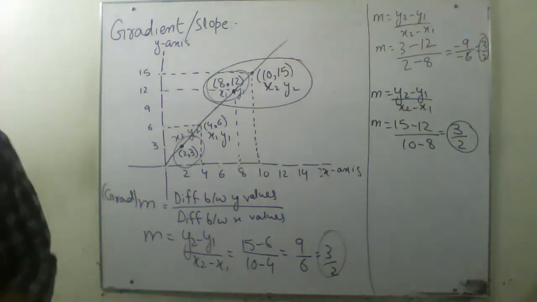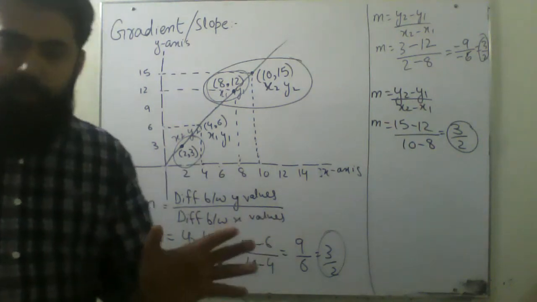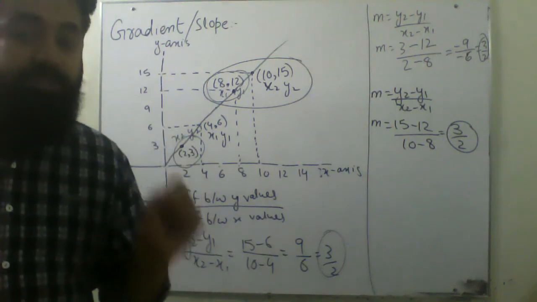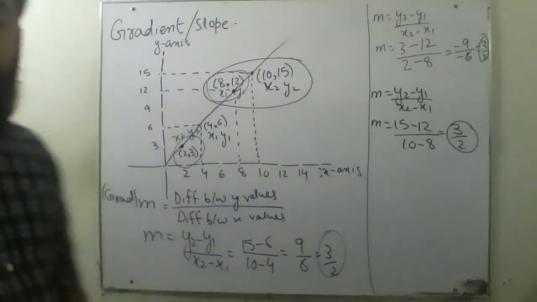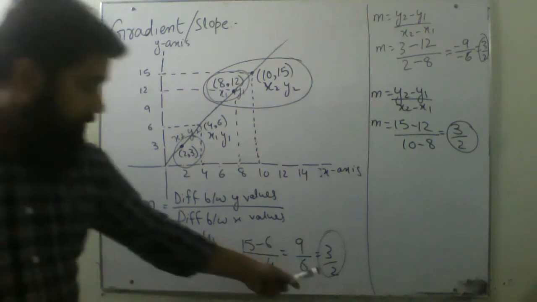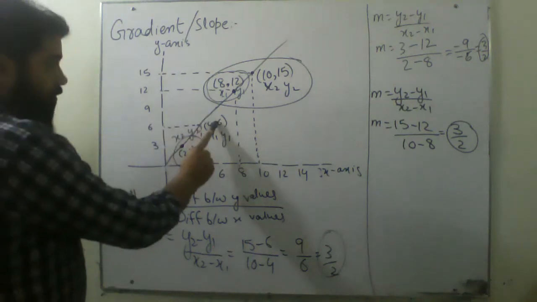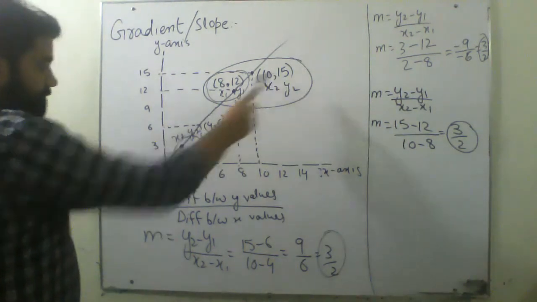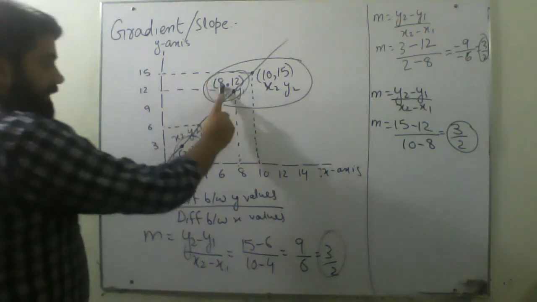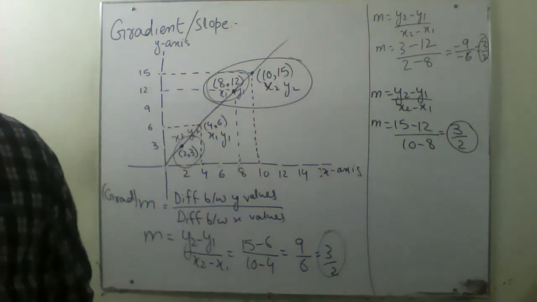So on a single straight line, you can take any 2 points, it's your total choice, but the gradient of a straight line will always be equal. You can check it from here, here, and here. First, I have taken (4, 6) with (10, 15). Then I have taken (2, 3) with (8, 12). And then I have taken (8, 12) with (10, 15). The result is coming same.